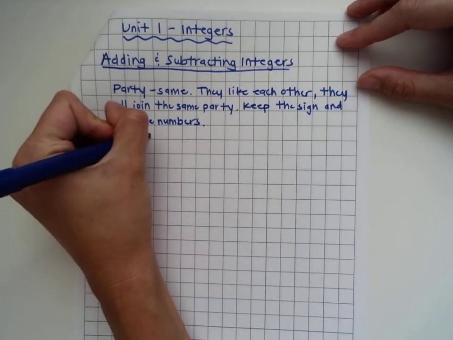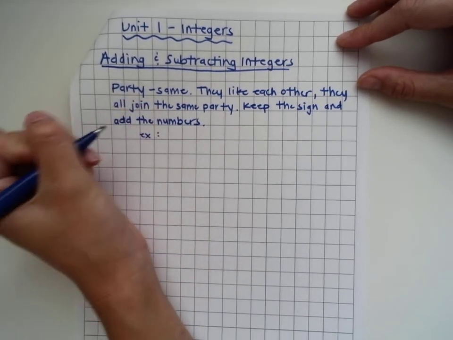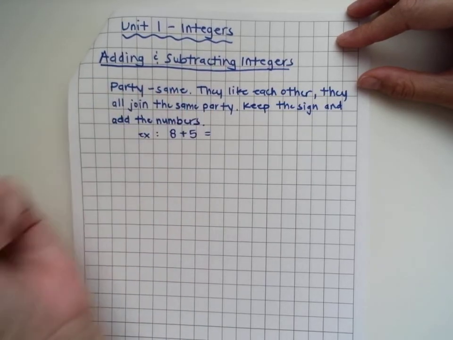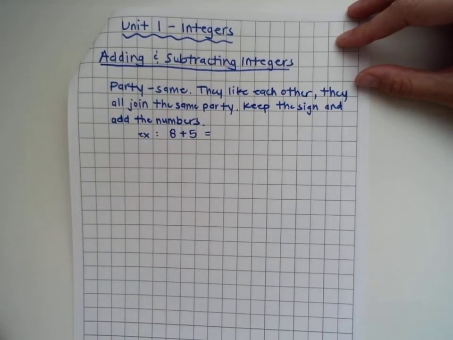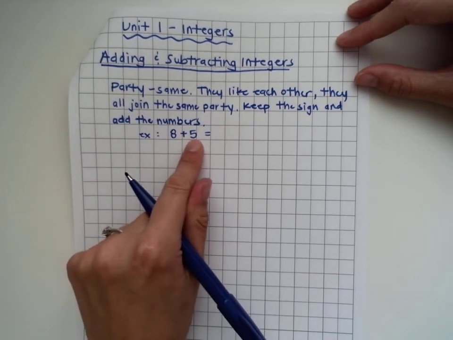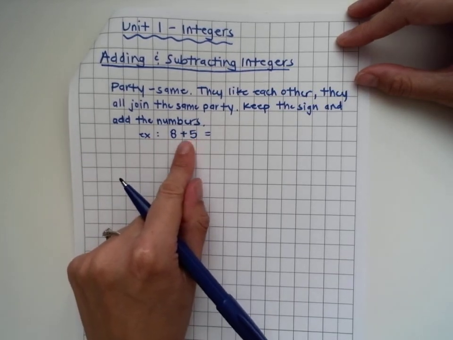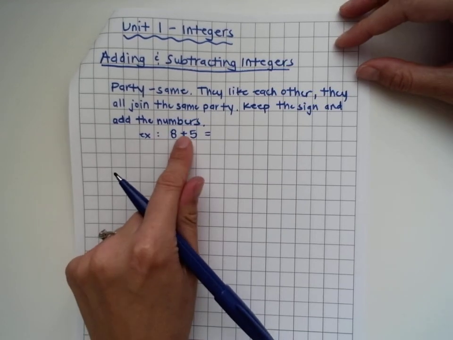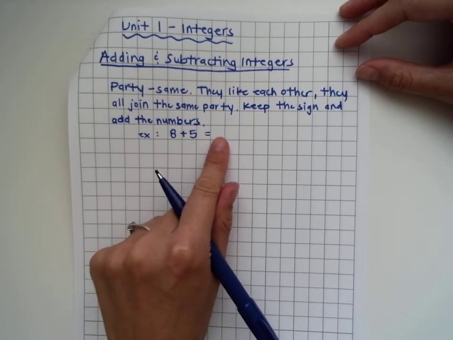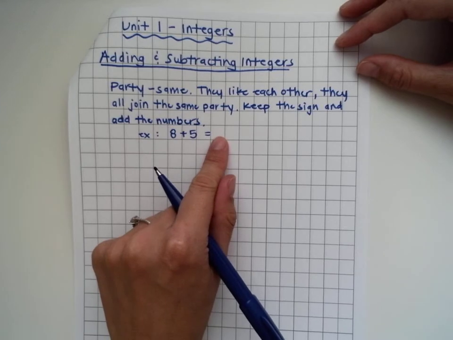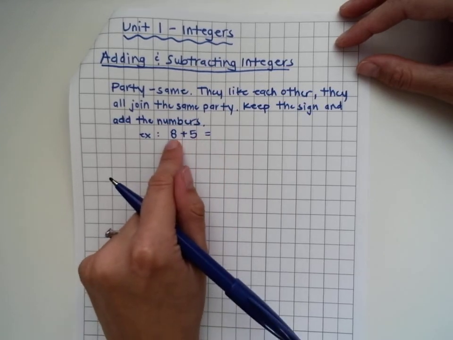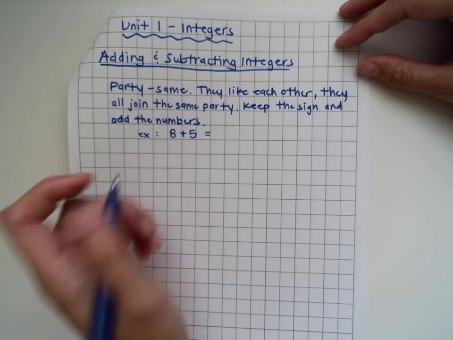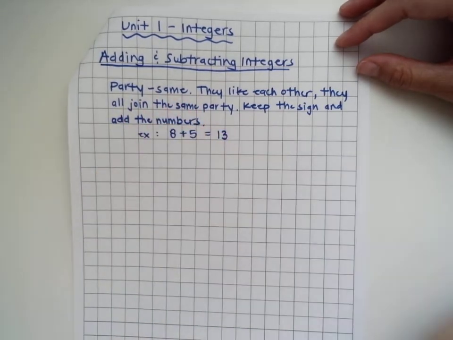So I'm going to show you the questions that you're going to want to be asking yourself as you're doing this. Say we have something like 8 plus 5. Well, the 8 is positive and the 5 is positive, so they're in the same group. We're going to keep the sign since they're both positives. Our sign is going to remain positive, which we don't need to write if it's already positive. And then we're simply going to add the numbers. So we add 8 plus 5, which is 13.